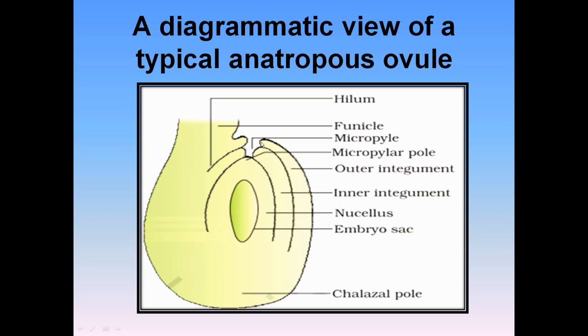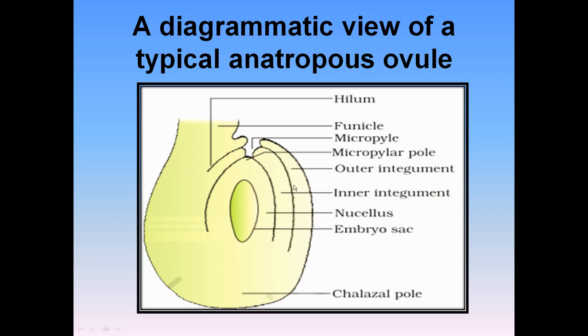You can see the most important structure is the embryo sac, and there are two important poles. One is the micropylar pole and the other one is the chalazal pole. And the embryo sac is quite protected inside a covering which is referred to as the integument. And the integument is actually a two-layer covering. One is the outer one, another one is the inner one.